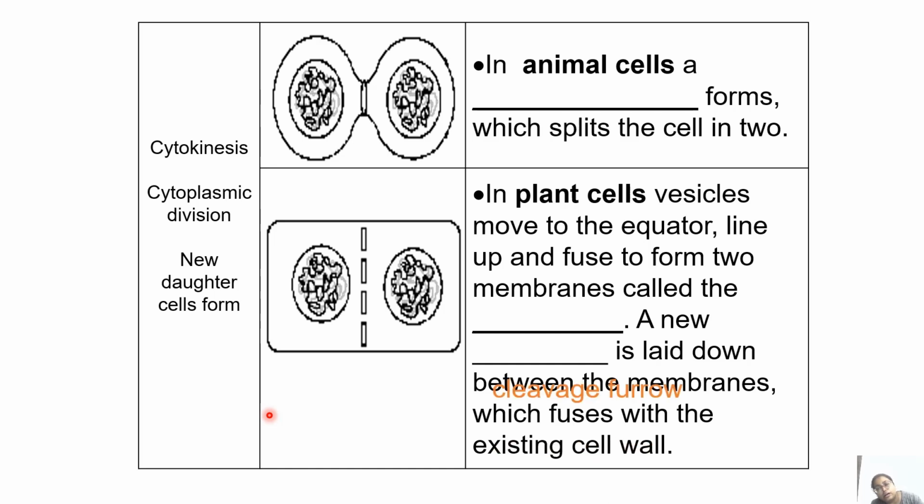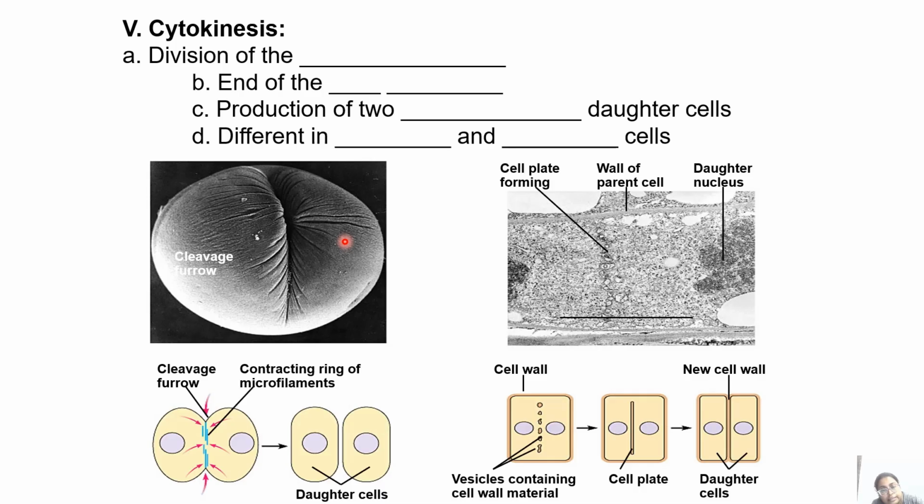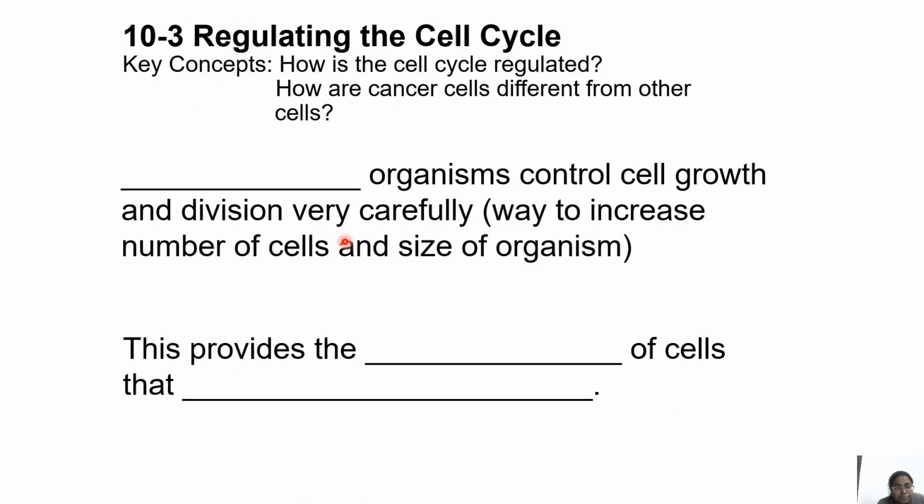So in animal cells, a cleavage furrow, if you see over here, forms which splits the cell into two. Whereas in plant cells, the vesicles move to the equator, line up and fuse to form two membranes called the cell plate. A new cell wall is laid down between the membranes which fuses with the existing cell wall. Okay, so cytokinesis is the division of cytoplasm, end of the cell cycle, production of two identical daughter cells, different in plants and animal cells. Okay, you see over here.